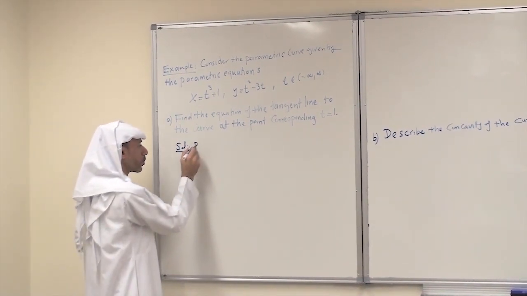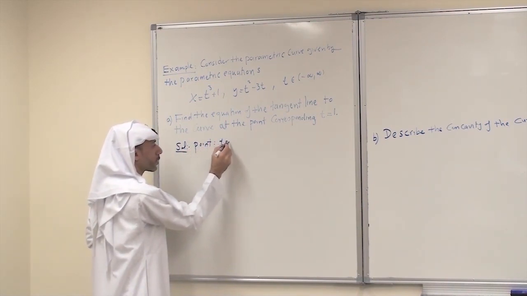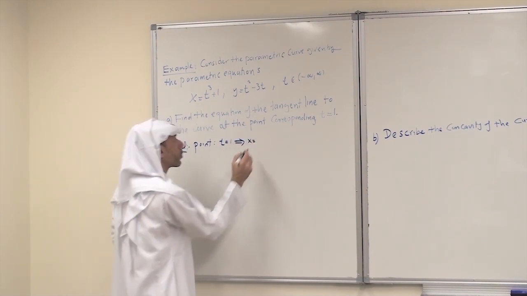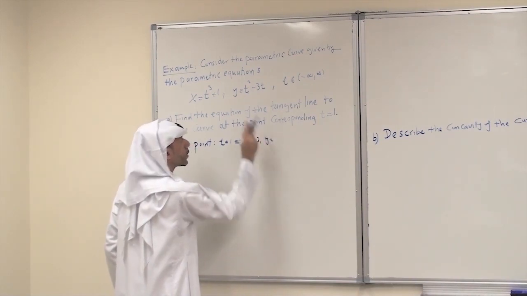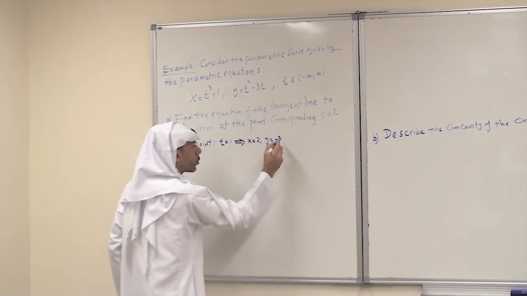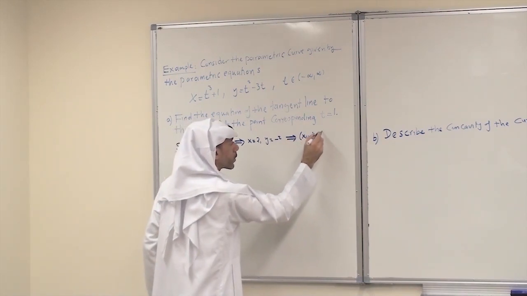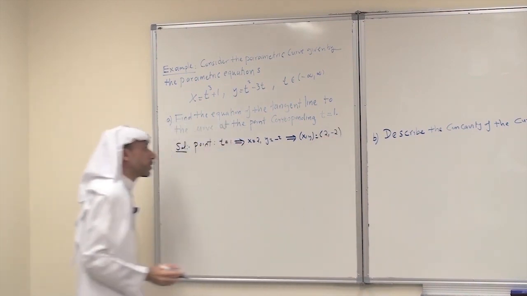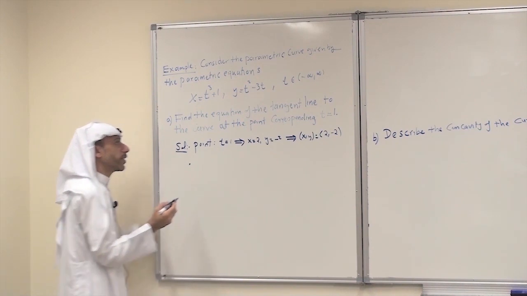For the point, you have t equals 1, so I have to find the corresponding x and y. When you substitute, you get x equals 2 and y equals minus 2. So the point is (x, y) equals (2, -2). This is the point. Now for the slope, we need to find the derivative.